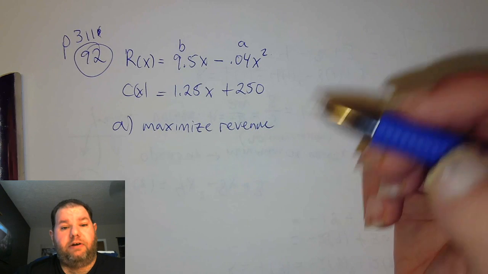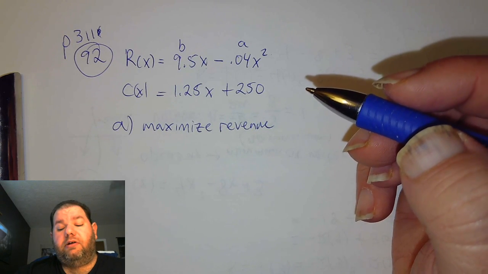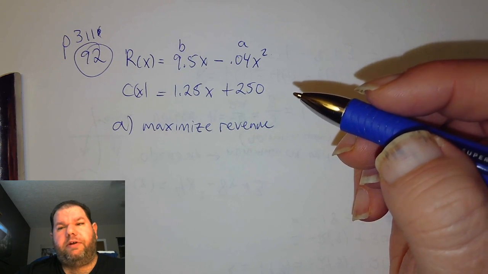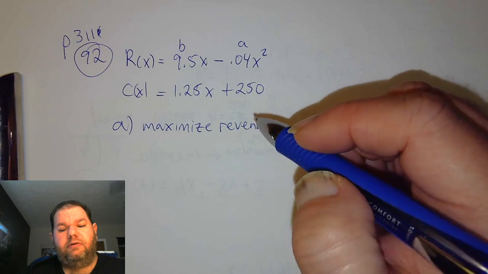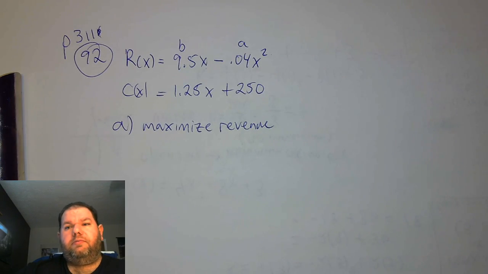Now, because we're finding the maximum, what are we going to have to find in order to figure that out? Where is this actually going to happen that we have a maximum value?